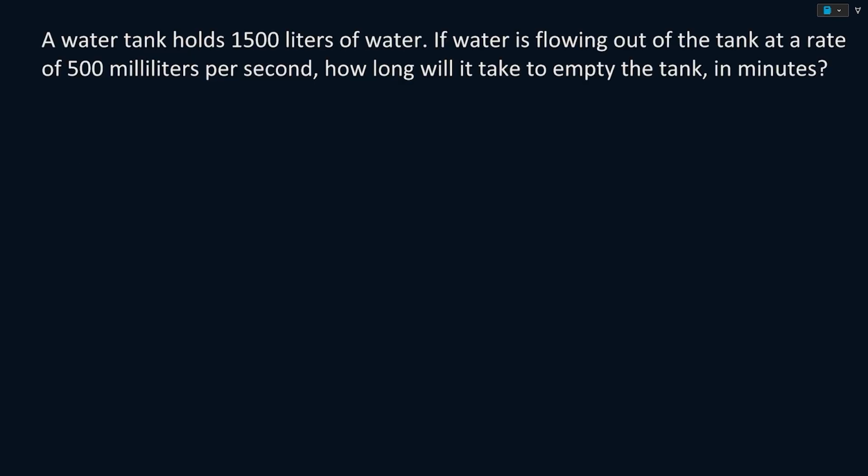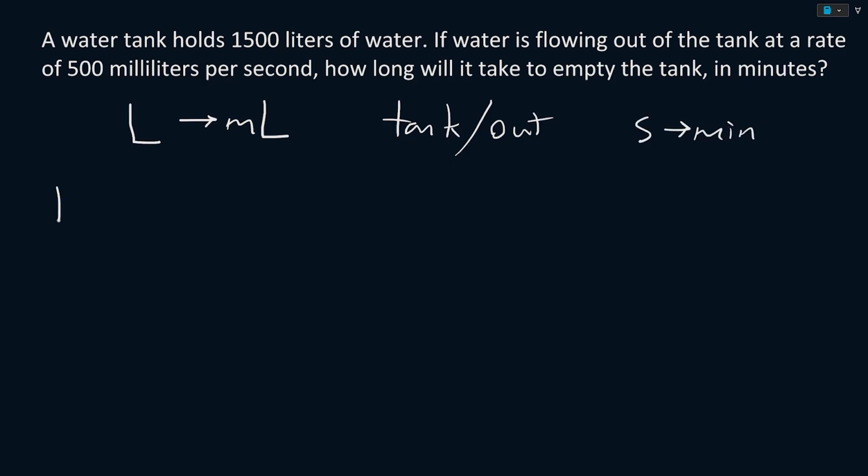A water tank holds 1,500 liters of water. If water is flowing out of the tank at a rate of 500 milliliters per second, how long will it take to empty the tank in minutes? In order to solve this problem, we need to first convert the liters of water that the tank is holding into milliliters. Then we need to divide the tank's volume by the rate that the water is flowing out, and then convert the seconds to minutes.